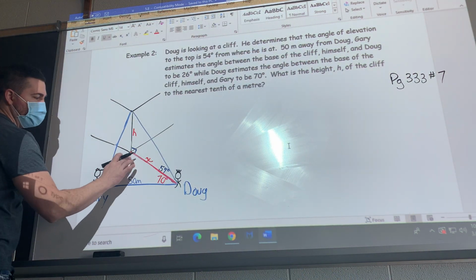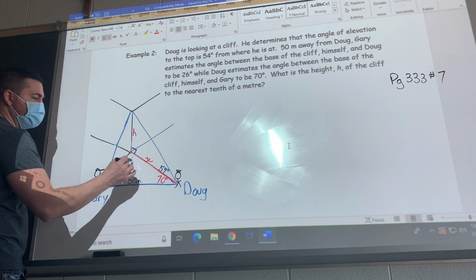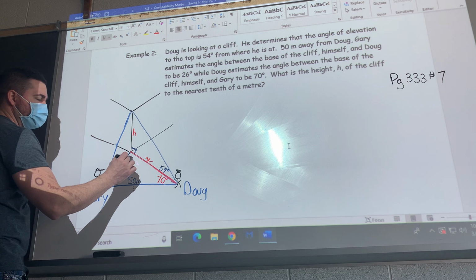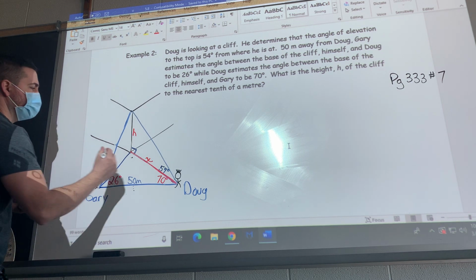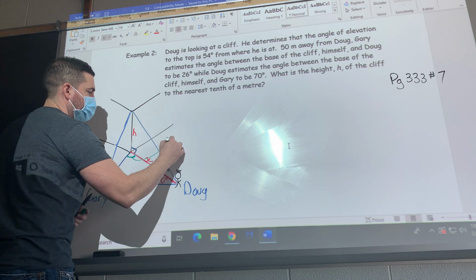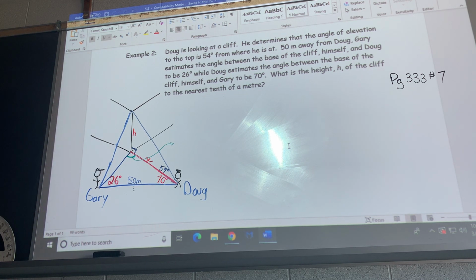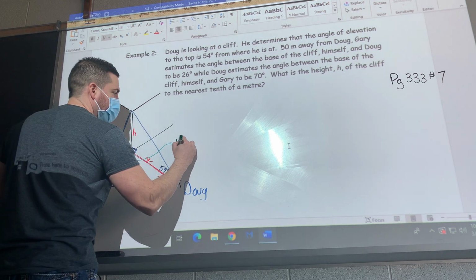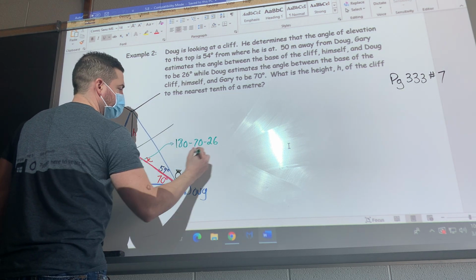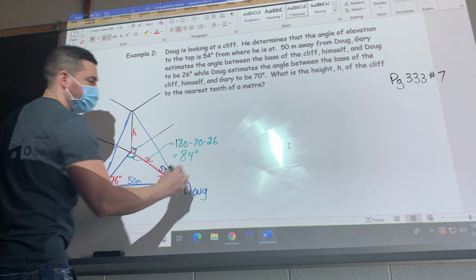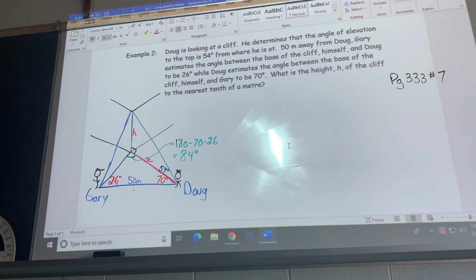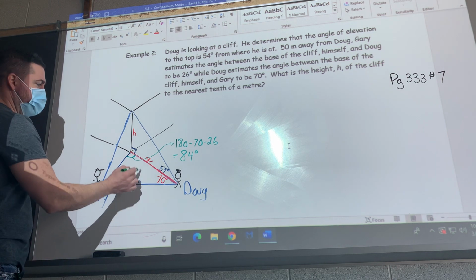In order for me to use it, I need to have a corresponding angle and side. For this side, I don't have the angle yet. So let's determine this angle here. What would it be? 84 degrees. How'd you get it? 180 minus the others. Good, so 180, subtract 70, subtract 26 is 84 degrees.